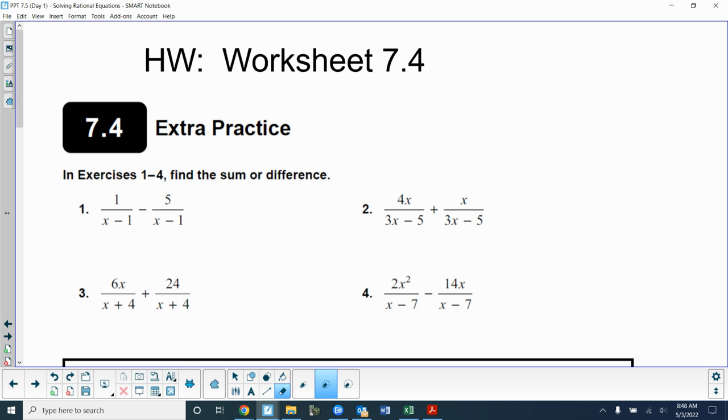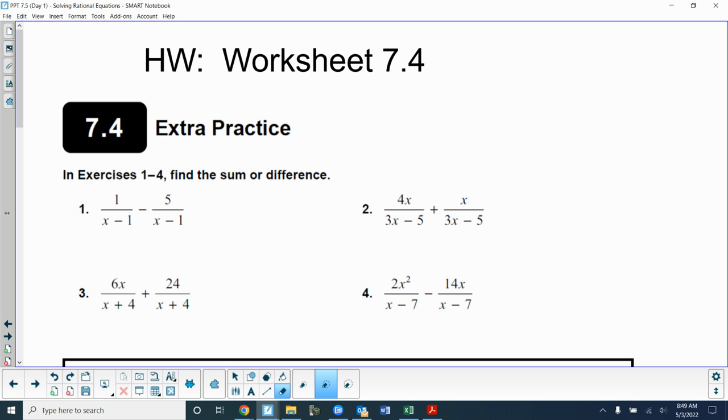Looking at our answers to our worksheet, number 1 was negative 4 over x minus 1. X cannot equal 1. Number 2 is 5x over 3x minus 5. X cannot equal 5/3. Number 3, you get 6. The x plus 4s will cancel when you factor out the 6 after you add. X cannot equal negative 4. And number 4 ends up being 2x after you factor stuff. X cannot be 7.